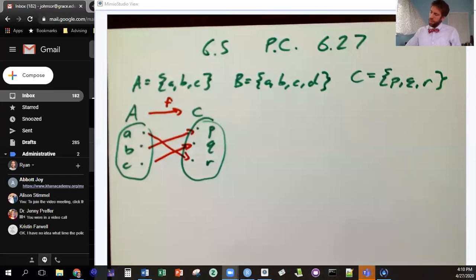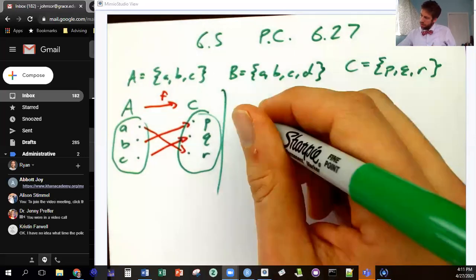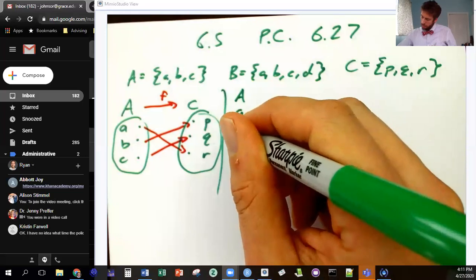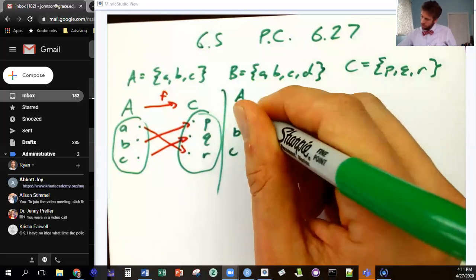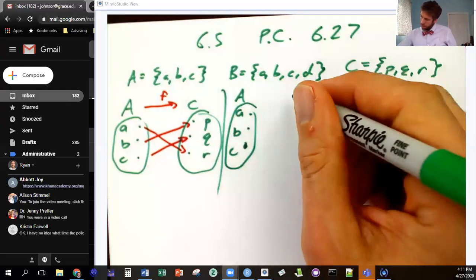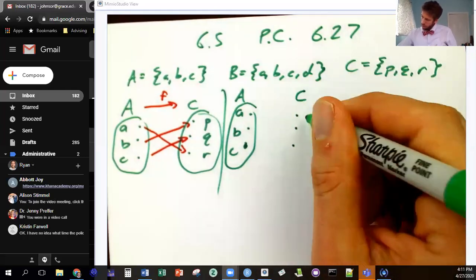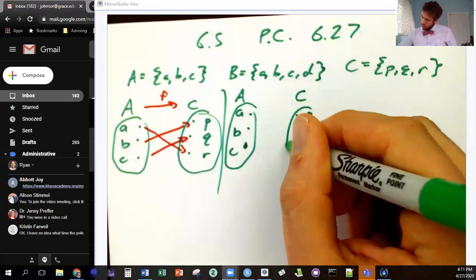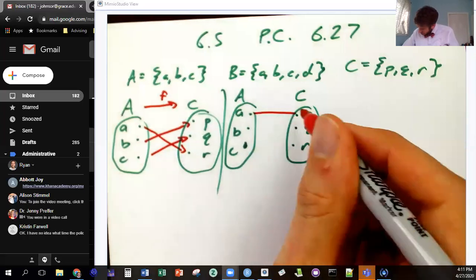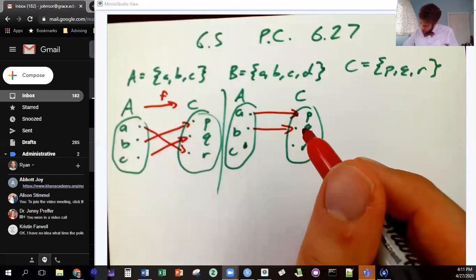Okay? And then G sends A, which is {a, b, c}, to C, which is {p, q, r}, and it sends a to p, b to q, and c to p.